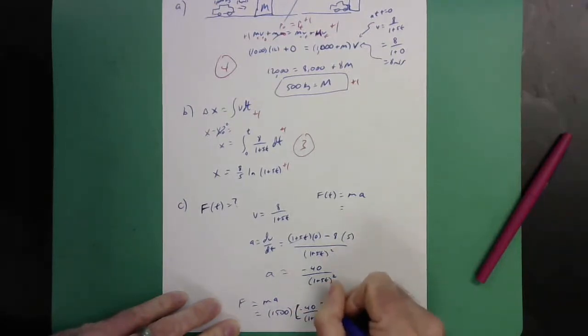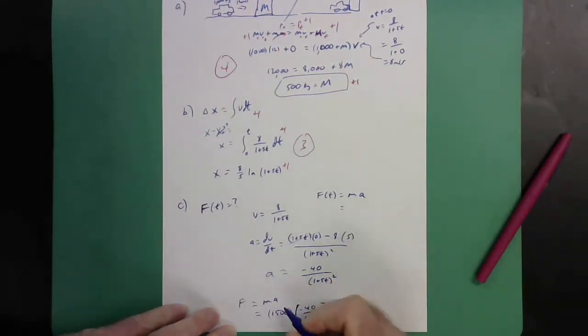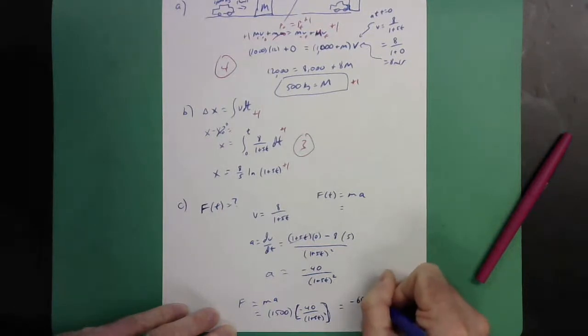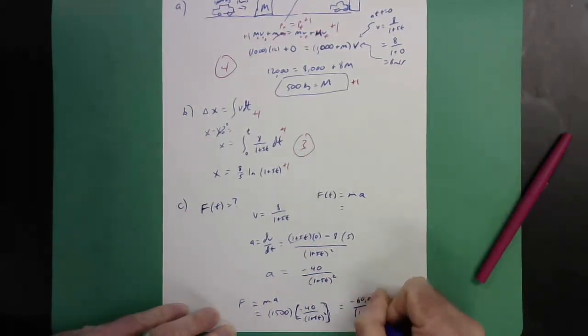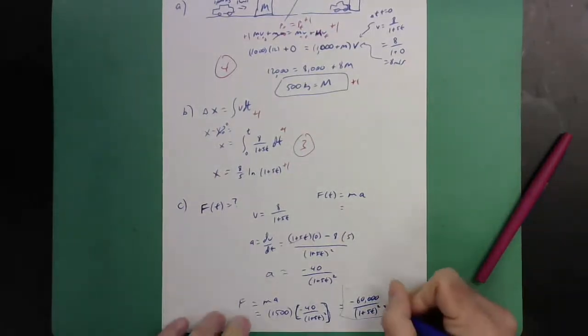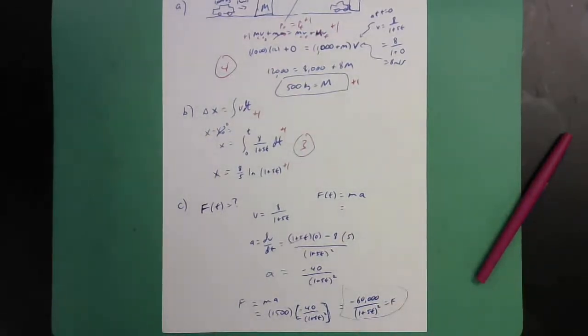Probably should make that square brackets or something. Okay, what's 1,500 times negative 40? Well, 4 times 15 is 60, so that's 6,000 times 10 more, so it's 60,000. Negative 60,000 over (1 plus 5t) squared. That is my function for the force, a function of time. All right, let's check my work.